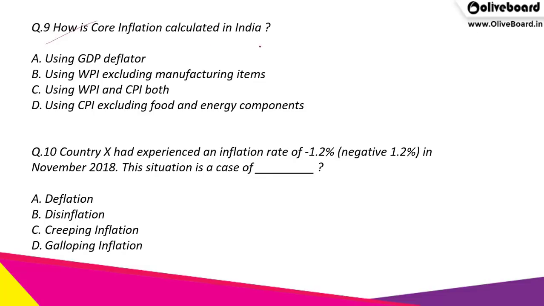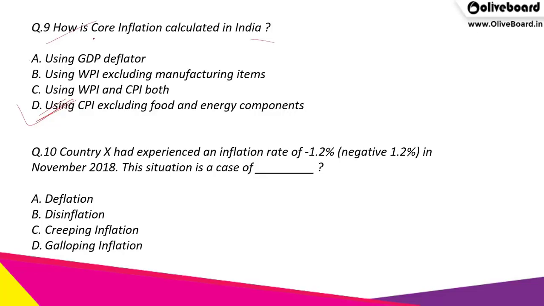Question number 9. How is core inflation calculated in India? So is it calculated using GDP deflator, using WPI excluding manufacturing items, or using both WPI and CPI, or using CPI excluding food and energy? So this is the answer.